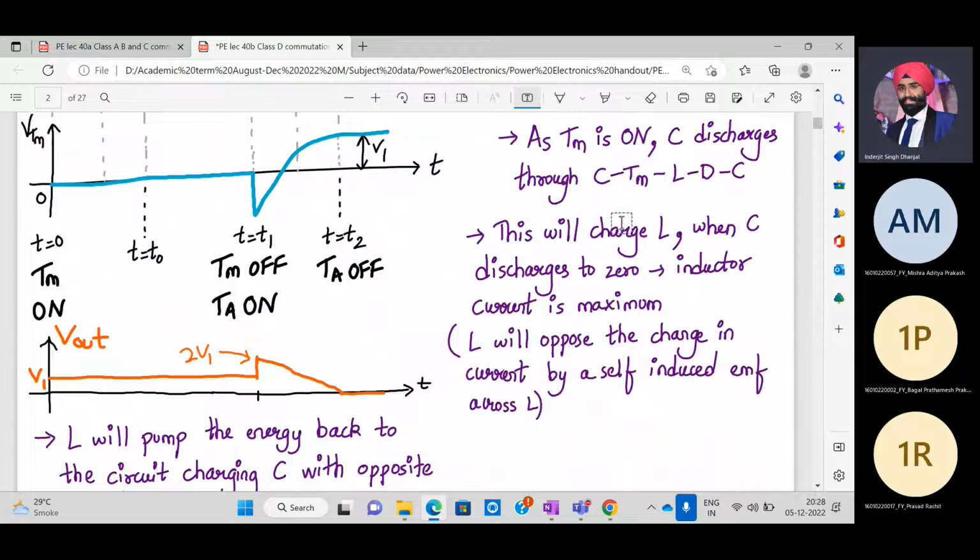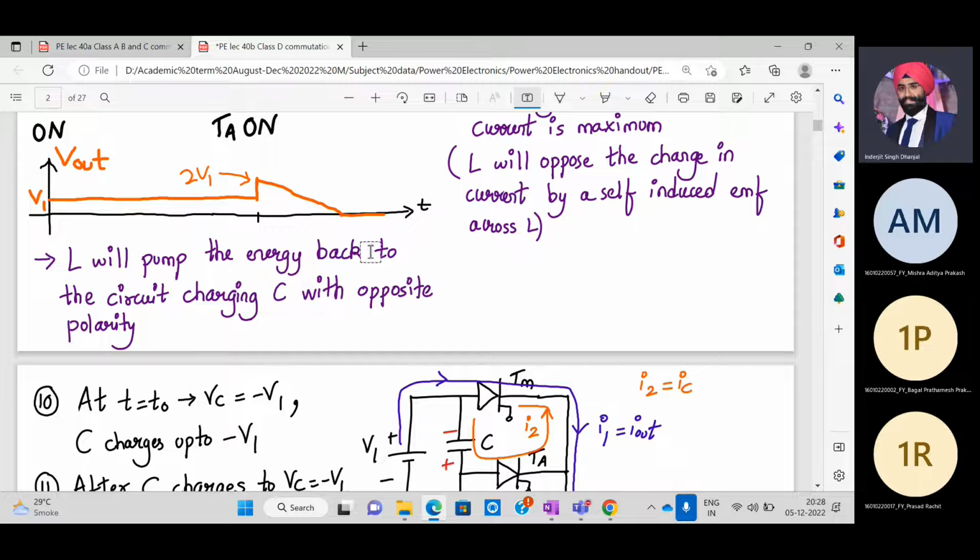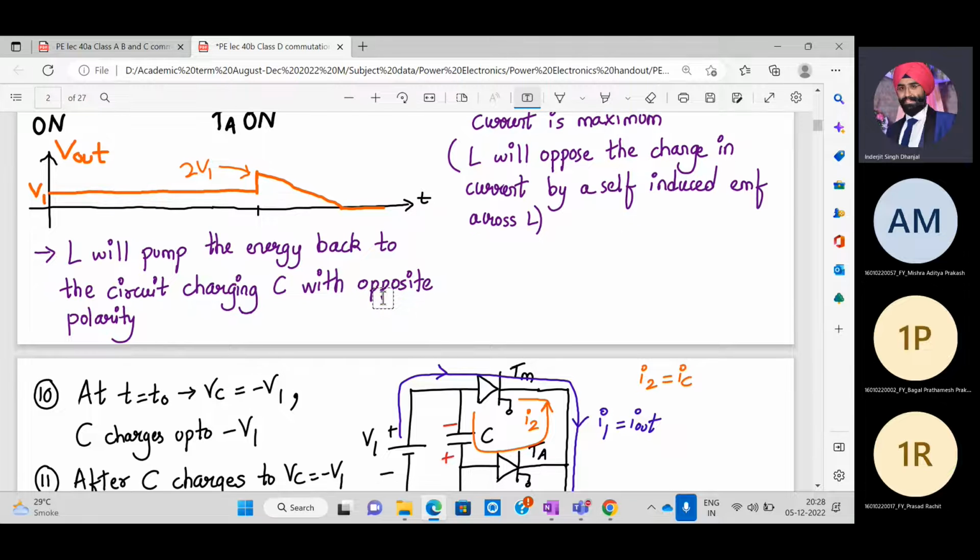So this will charge because we have an LC tank circuit, right? Whenever the capacitor discharges, L will charge. When the capacitor discharges to 0, the inductor current will be maximum. L will oppose the change in the current by a self-induced EMF, so L will pump the energy back to the circuit, charging the capacitor with the opposite polarity.